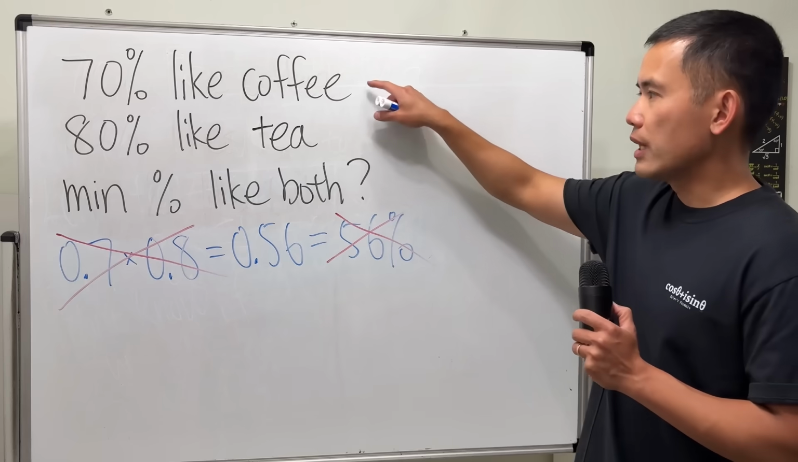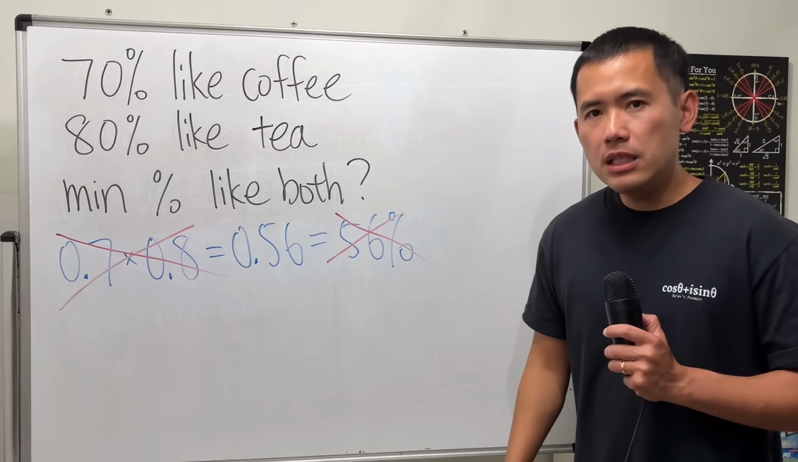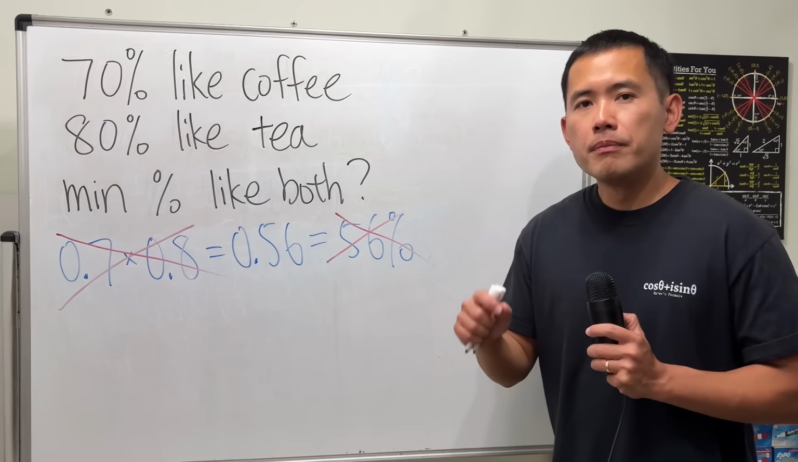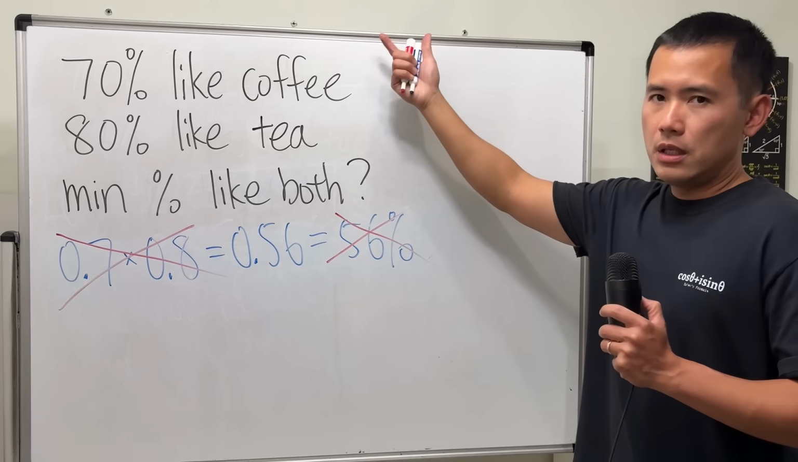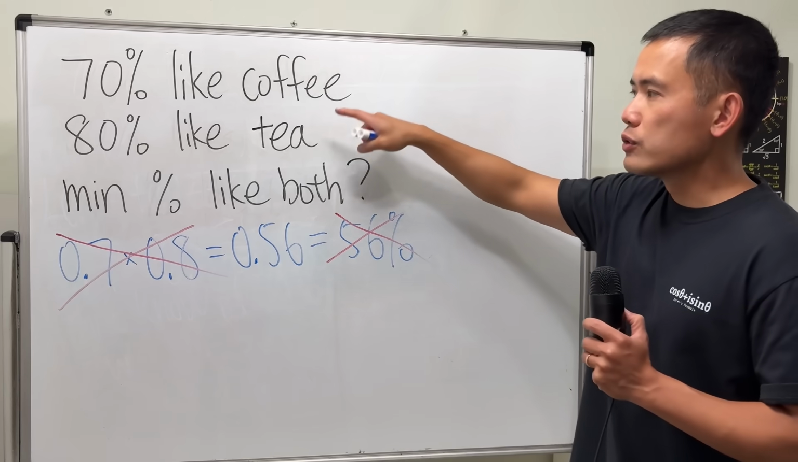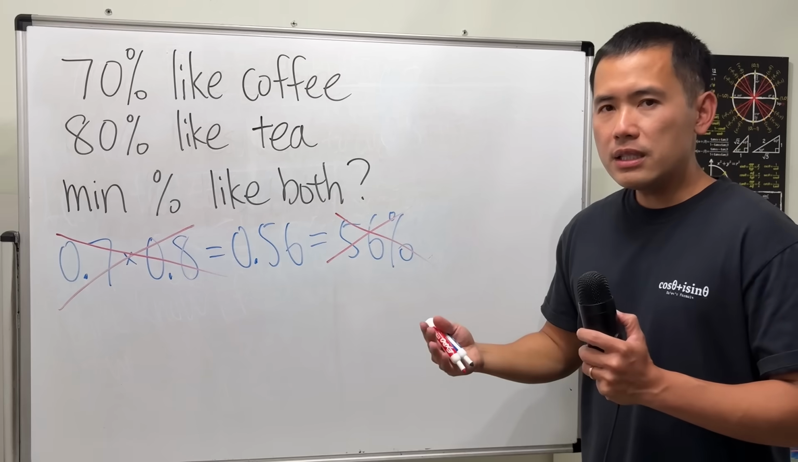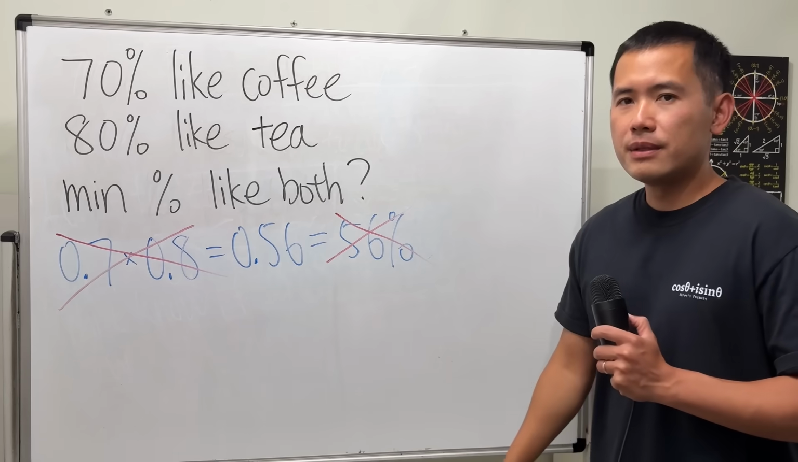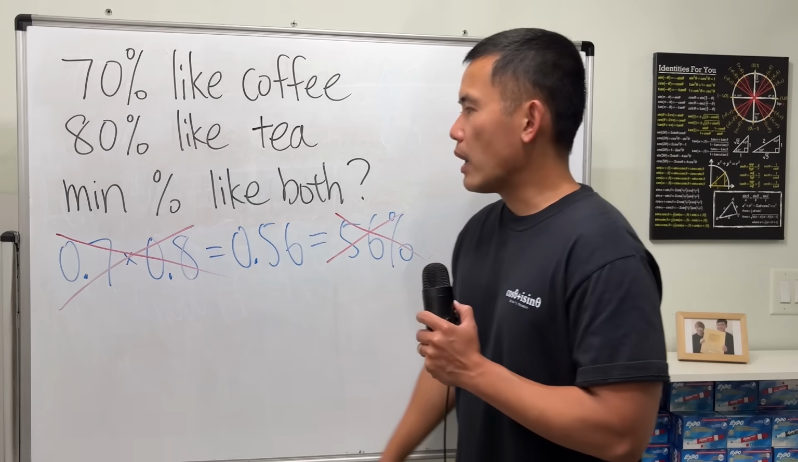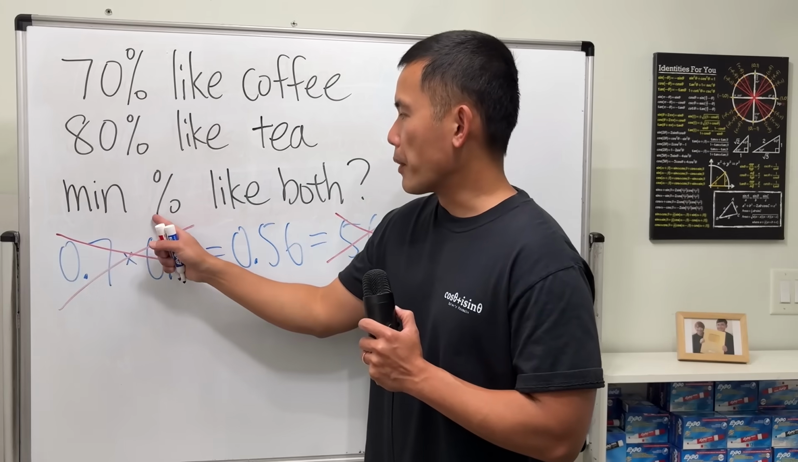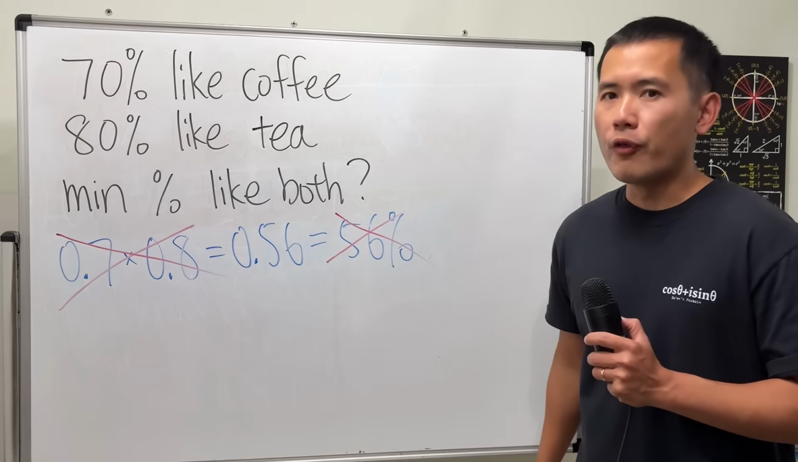Because we do not know if these two events are independent or not. Maybe for a person who likes coffee, he or she has a higher tendency of also liking tea. So in that case, they are not independent events. So do not multiply the percentages. And this is the reason why we are looking for the minimum percentage of liking both.